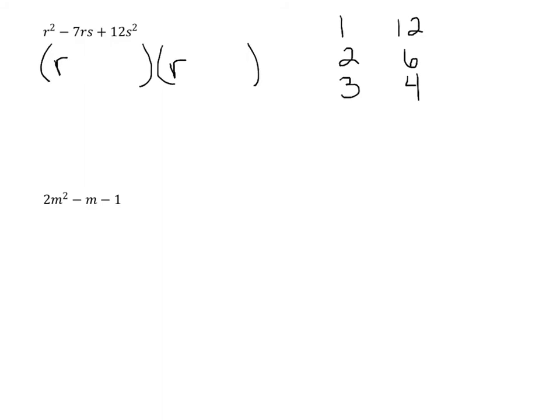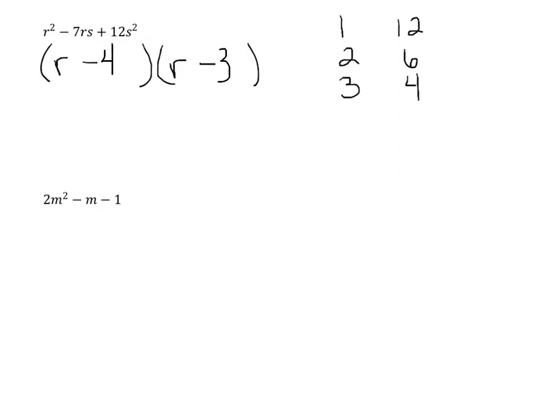I know that this plus sign tells me that these are the same sign. The minus sign tells me that they're both negative. Right, because a negative times a negative will give me a positive. So I start combining these. Will negative 12 and negative 1 give me negative 7? Will negative 6 and negative 2 give me negative 7? Will negative 4 and negative 3 give me negative 7? This is the pair that I'm looking for.